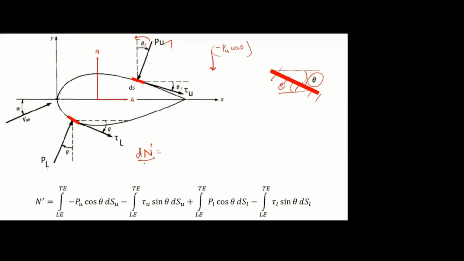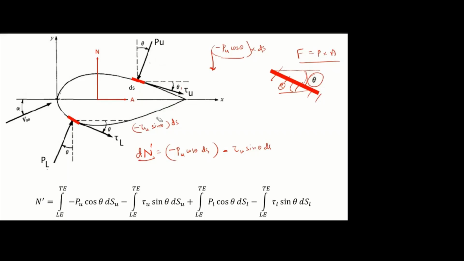But what we need is the force. Force means pressure into area. This pressure is acting on this small area ds. So I have to write it as minus pu cos theta ds. This is the first component. Then I can resolve this tau u. It will be resolved like this: minus tau u sin theta, this is shear stress, into area. So minus tau u sin theta ds.